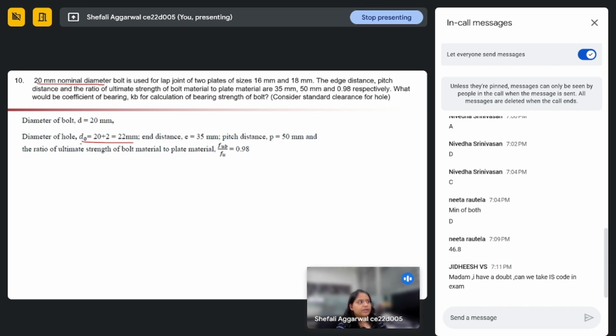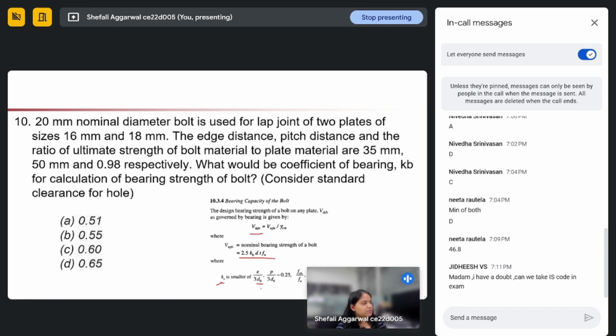So we can calculate the D naught value. Then what are the terms we have? E is the end distance, edge distance, sorry. So edge distance is given as 35. So first we can calculate 35 divided by 3 into 22. Second is P upon 3D naught minus 0.25. P is our pitch distance, which is given as 50 mm. So this term also we can calculate.